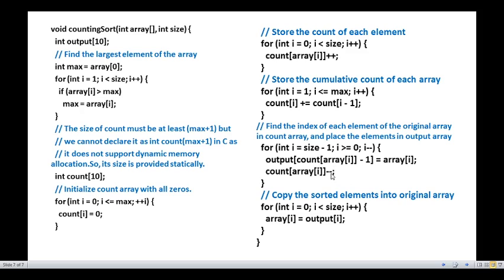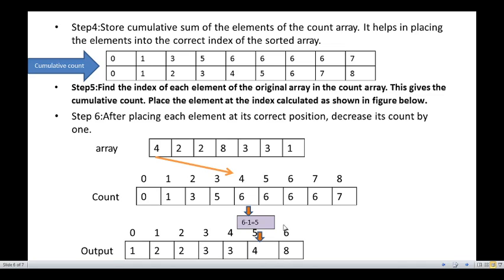Why this decrement? Because we are decrementing the value, since we started from the end of the array to maintain the stability. And then copy all the elements of this array into the original array for sorted order. In this way, you can use counting sort for your array. Thank you.